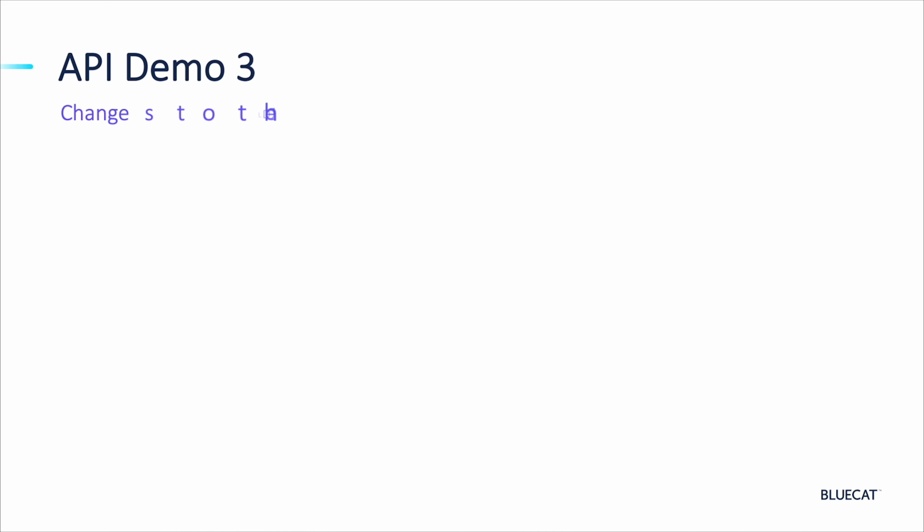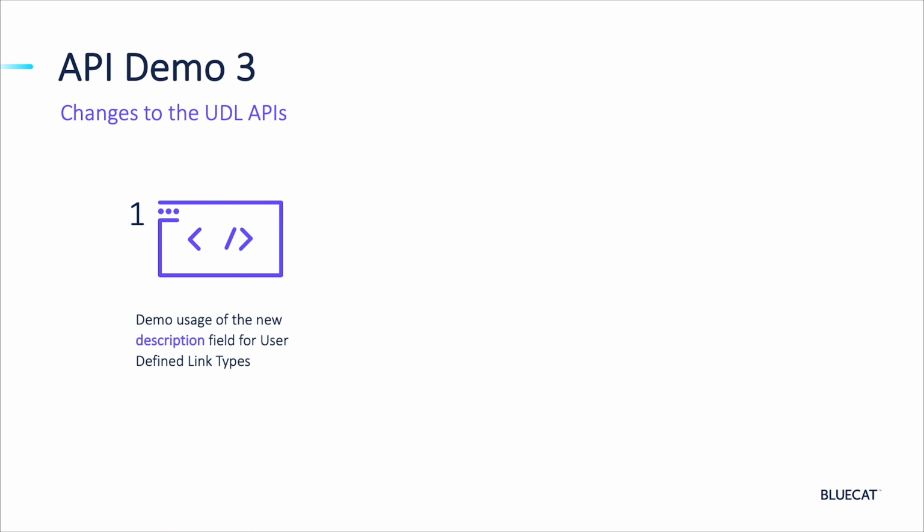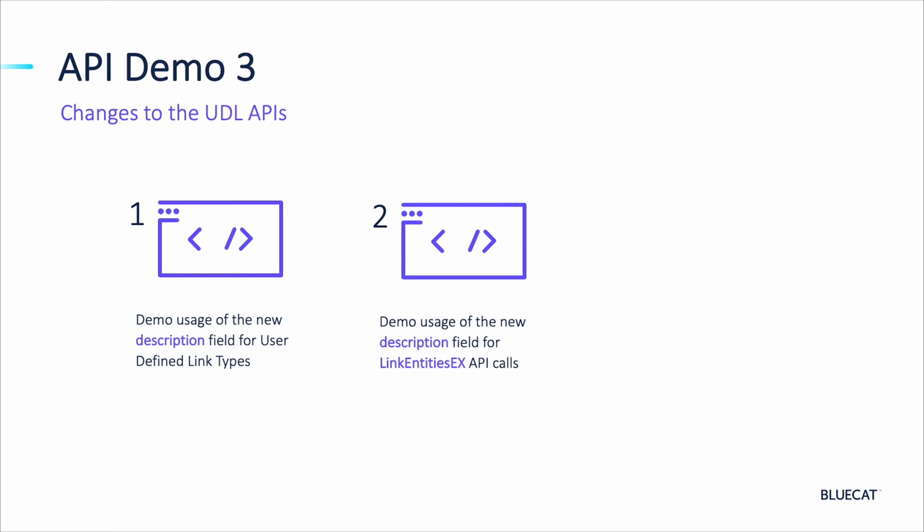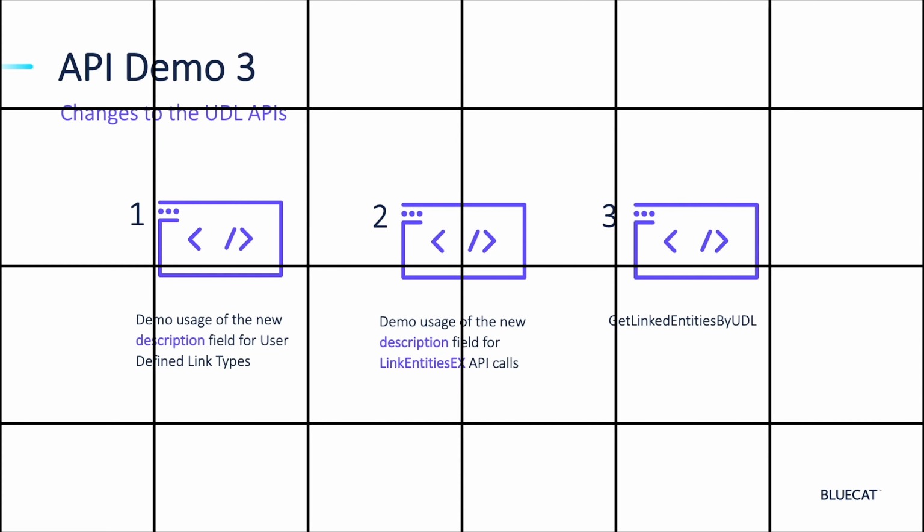Our third demo will highlight some enhancements made to the APIs in relation to user-defined links, and these are based on customer feedback. We'll show how the new description field can be used when defining link types, how descriptions can be added when linking entities together, and finally a new API call, getLinkedEntities by UDL, which can be passed a link type name to return all of the entities linked together under this specific UDL type.